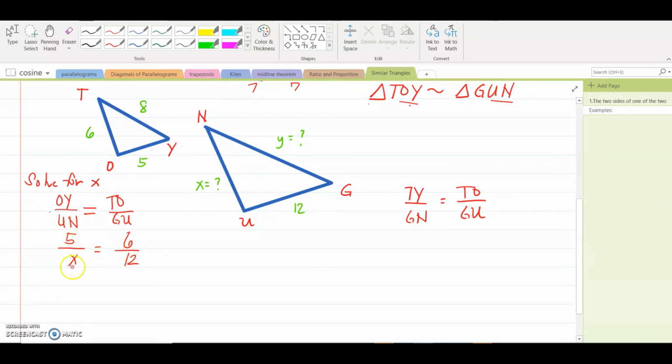So this is now our proportion. We can now cross multiply. So we have 6 times x, which is 6x. 5 times 12 is 60. Then we divide both sides by 6. So the value of x here would be 10.